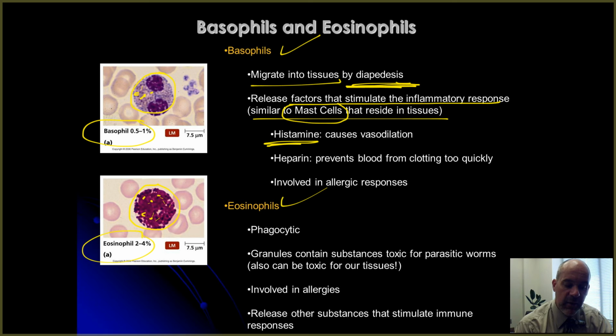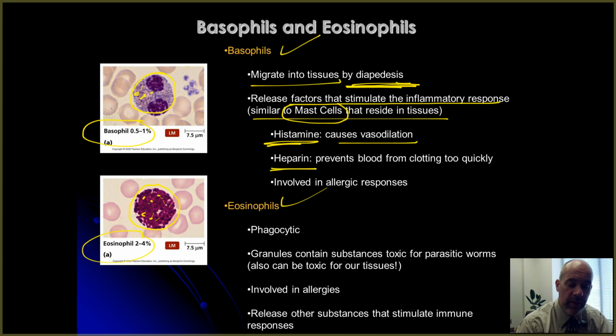Histamine is a chemical that causes vasodilation, dilation of blood vessels. If you're going to have inflammation due to injury or an infection, you've got to dilate the blood vessels to allow more blood flow. And it also helps things in the blood, like your white blood cells that need to get out of those blood vessels and into the surrounding tissues. It helps them escape more easily.